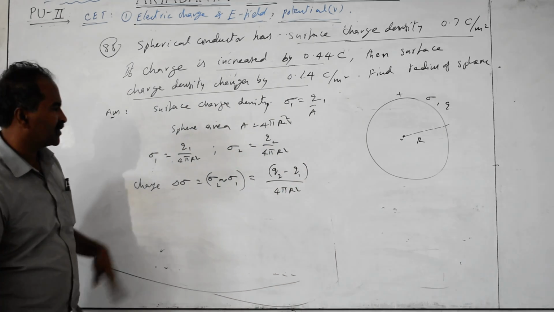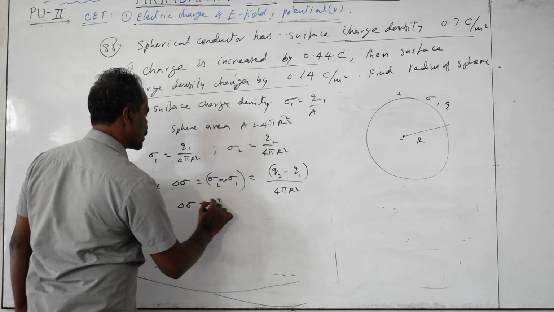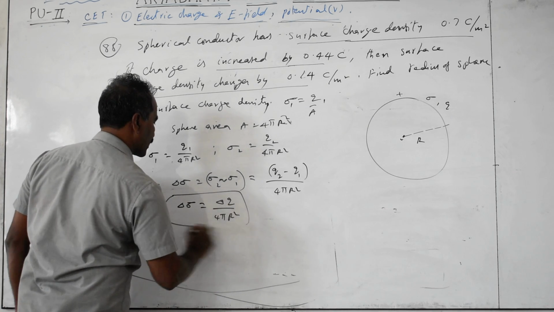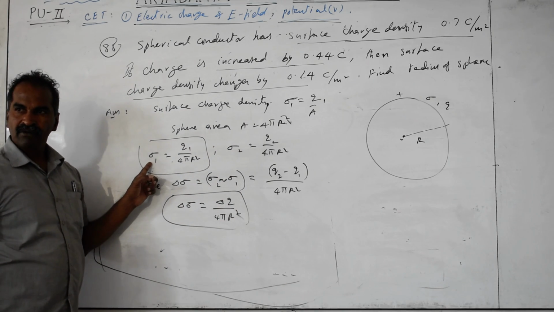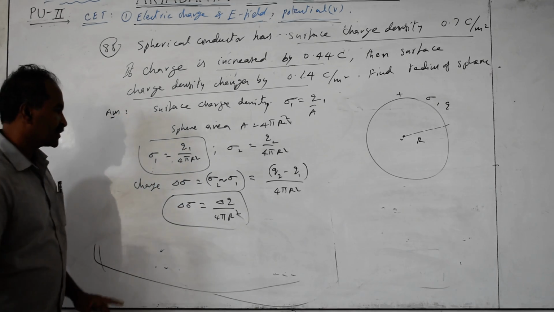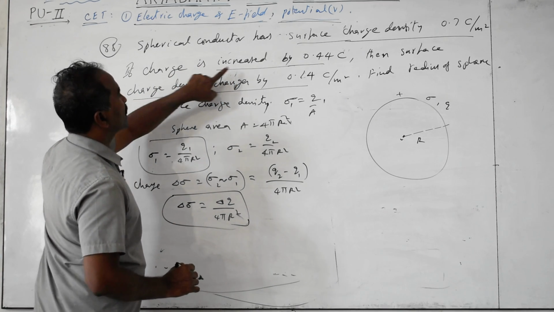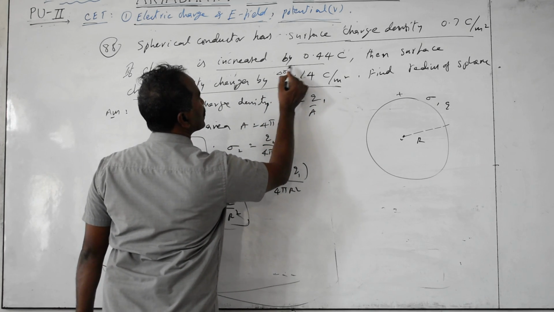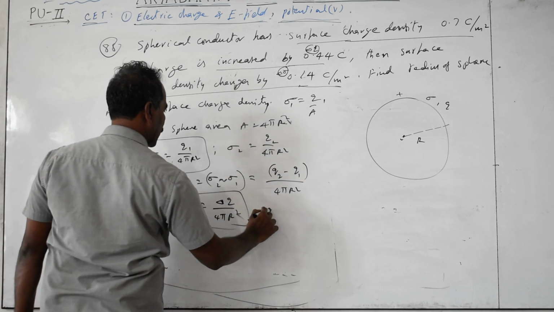So you have to be careful with this. You don't have to remember all this. Just remember delta sigma is equal to delta q by 4 pi r square. This is the basic formula: if changes are there, delta sigma value is directly given and delta q value is also directly given. 4 pi r square is a constant, not changing. So you have to take this directly. Delta sigma is given, charge is increased by this many coulombs, and coulomb per square meter is the sigma relation, delta q relation.